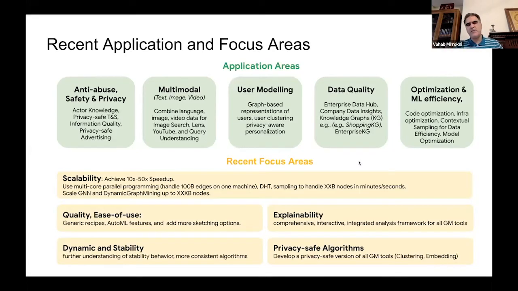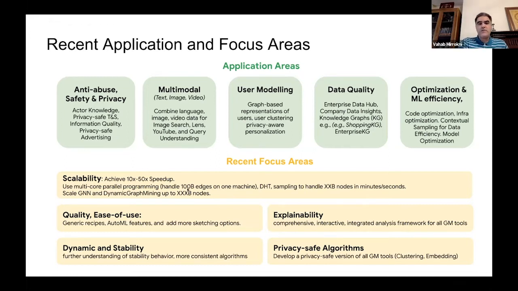or machine learning model using the graph-based method. Because we can have different types of nodes and heterogeneous graphs. We use our tools a lot in user modeling, especially when it comes to privacy safe user modeling. And also in ML efficiency, like machine learning efficiency for sampling the data and for other applications like that. We use some of these tools.